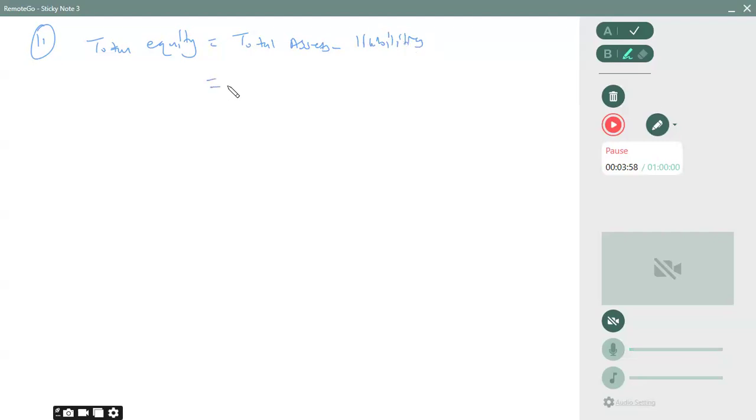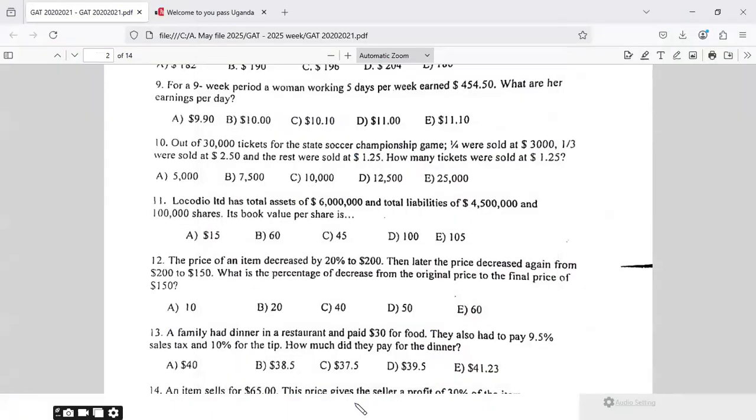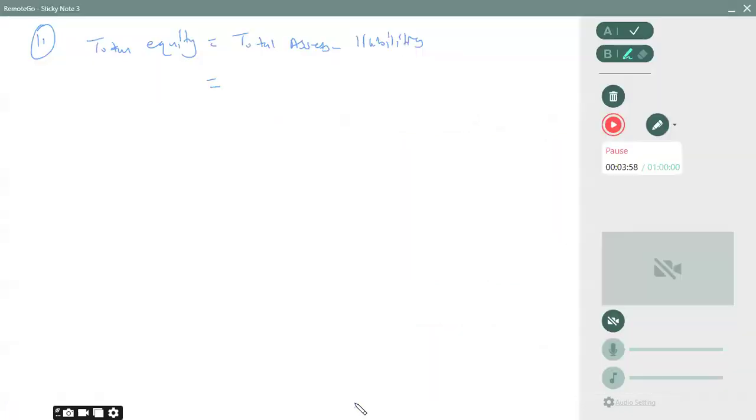But from the question we have, we were already given the assets and the liabilities. In this case, the assets are 6 million. Then the liabilities are 4,500,000. Therefore, the total equity is 1,500,000. Now, even if you've never dealt with shares, don't worry. This one is easier for you to recall.